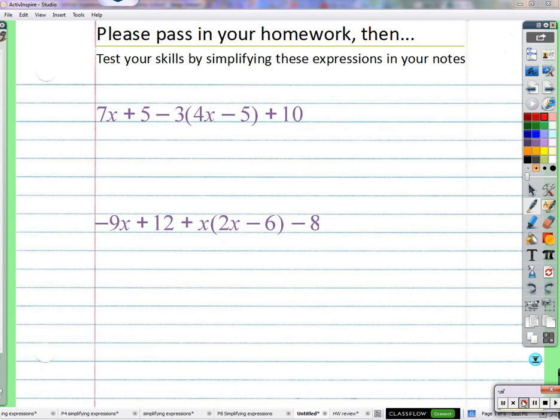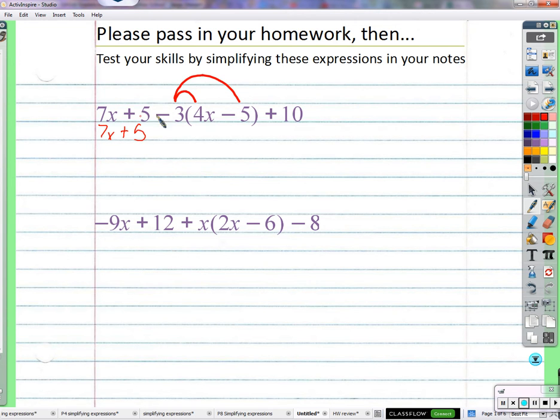So let's look at this expression here. What's something we could do to simplify this one? Well, you can do the distributive property and do -3 times 4x and then -3 times -5. Very good. So we'll distribute that -3.